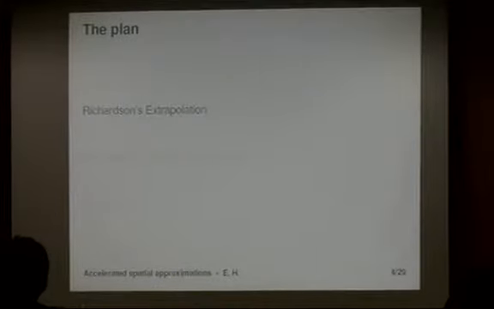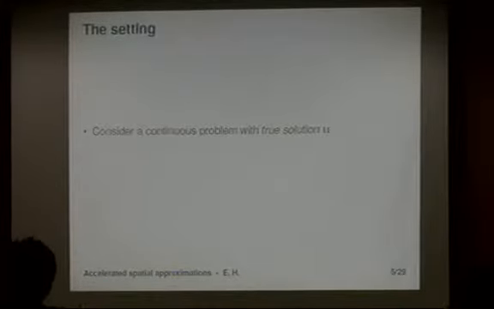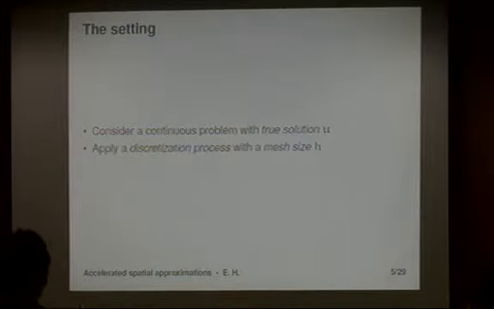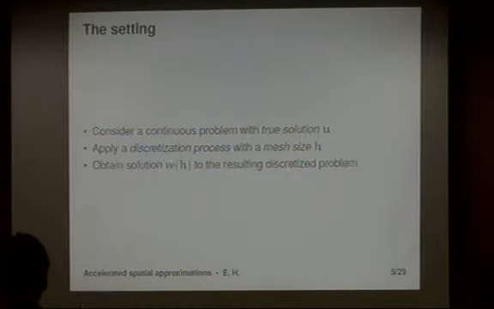Okay, so for Richardson extrapolation, we have to imagine that we're given some continuous problem, and we'll call the solution U. We also assume that we're given some numerical algorithm for discretizing this continuous process with a mesh size h. We're going to call, for now, the solution to this resulting discretization problem w^h.